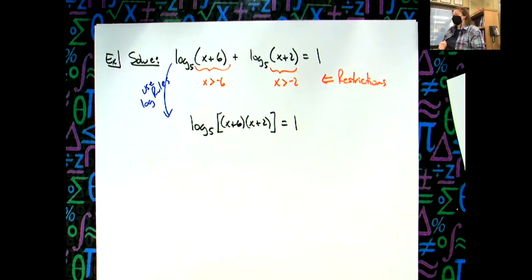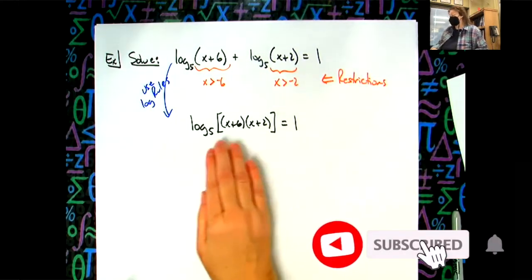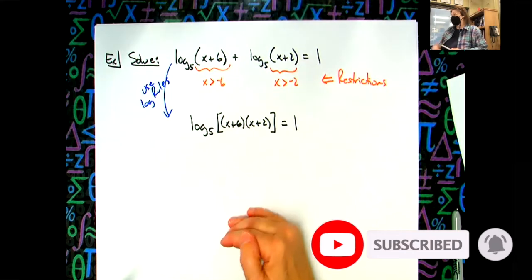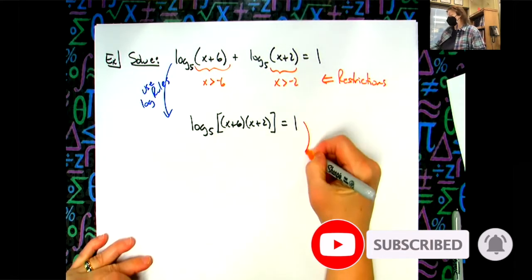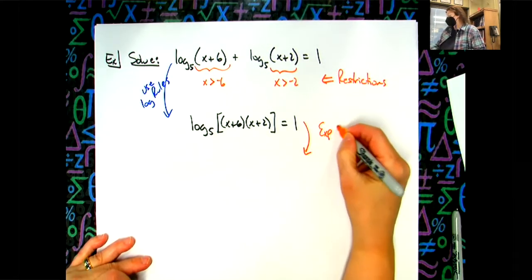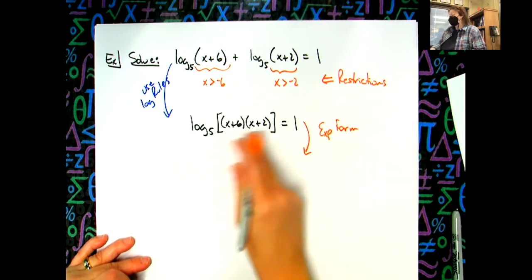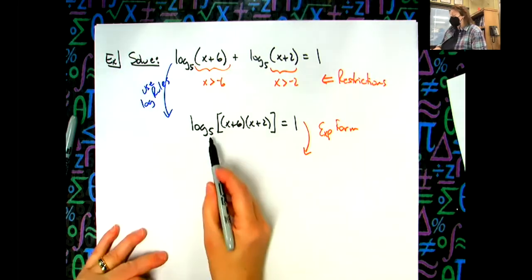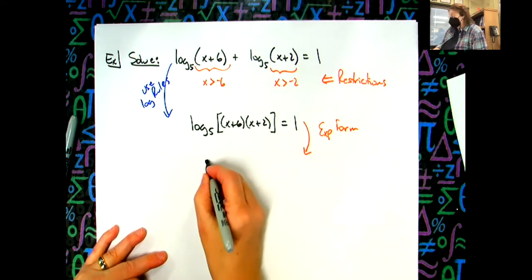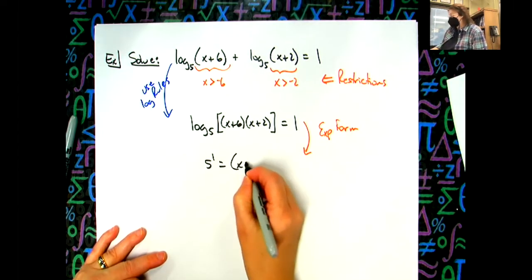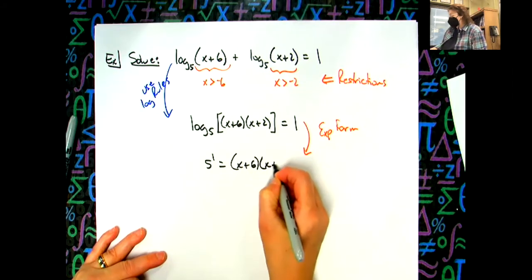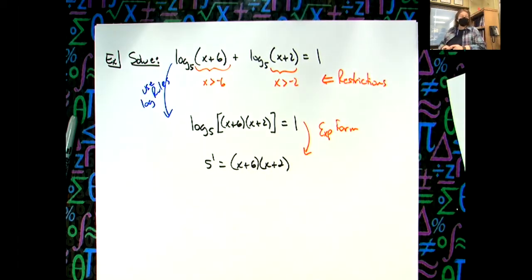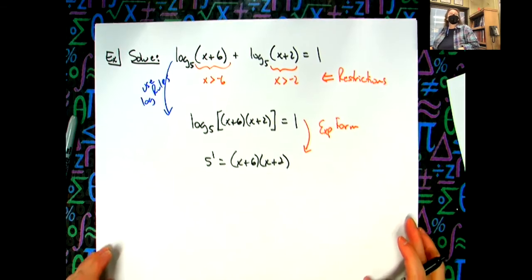Now I have a single log equation. And in that last example, what did we do? When we had just a nice little log expression, we went to exponential form. So if you can get it down to a nice single log like that, then you can turn it into exponential form. So this will be 5 raised to the first power is equal to x plus 6, x plus 2. And again, when you get to that point, hopefully then it's a straightforward solve of that equation.